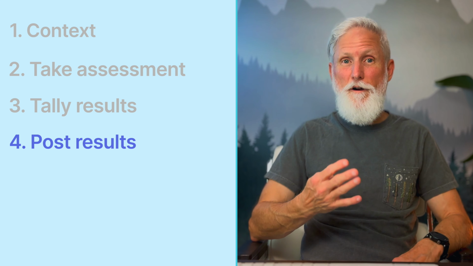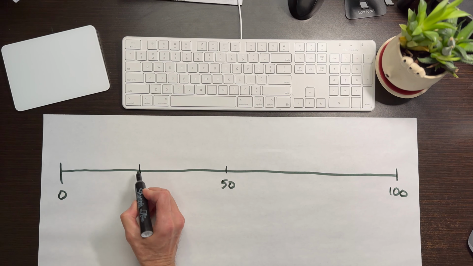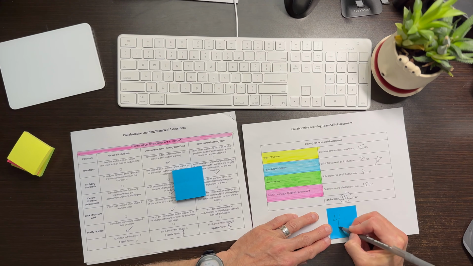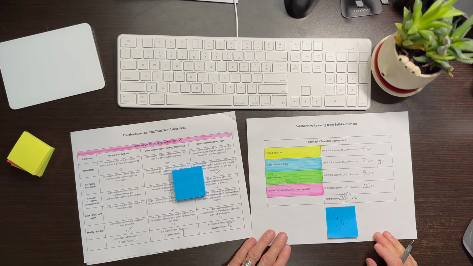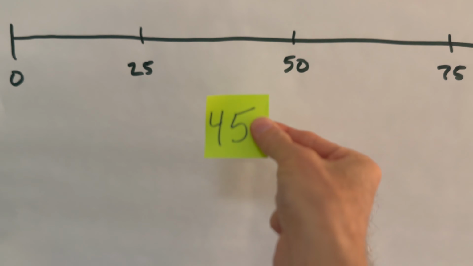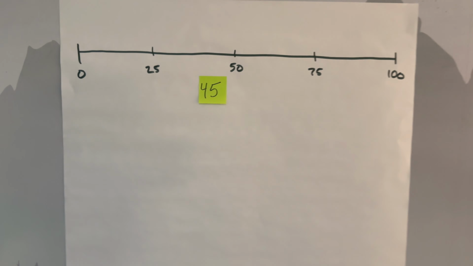Okay, step 4. This is where the results are going to get visual. So you've already drawn a number line from 0 to 100 on chart paper or on a whiteboard. So each person places their sticky note on their total score position. So for example, someone with a 45 on their sticky note places that sticky note on the 45 mark of the number line. Here's another pro tip. When your team goes up to the board to post their results, I'd recommend you go first, show a little vulnerability, and that will help build trust with the team.